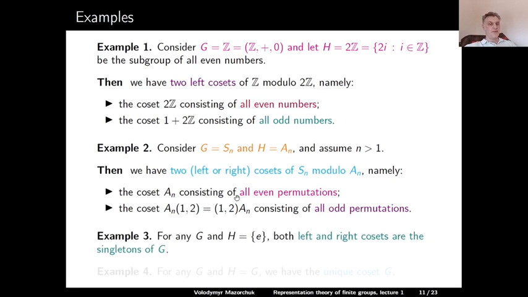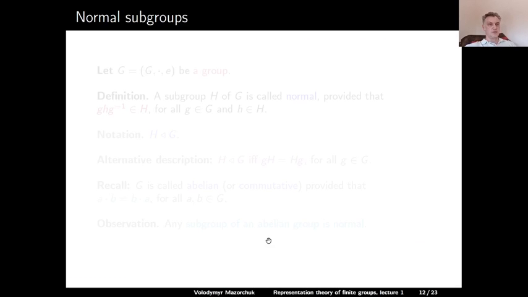Example 3, for any group G, if we consider the subgroup of G consisting just of the identity element, then both left and right cosets for this subgroup are exactly the singletons of G. Example 4, for any G, if we consider the subgroup H which coincides with G, then we have the unique coset G.